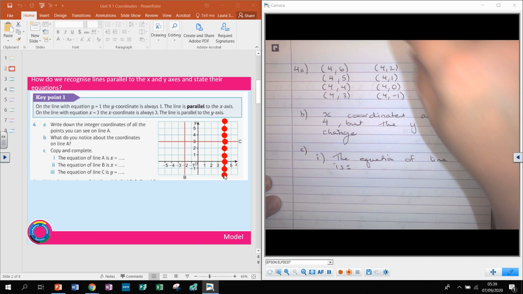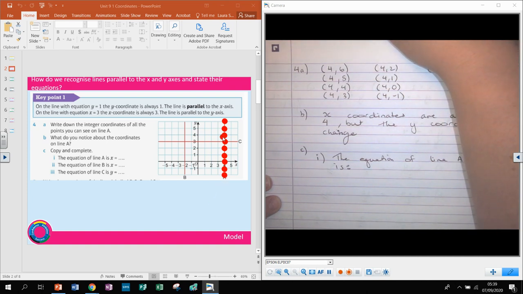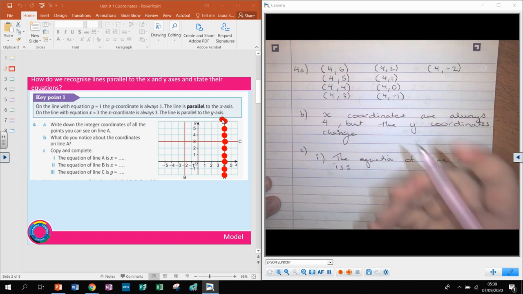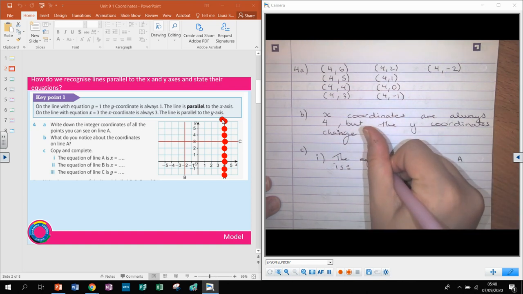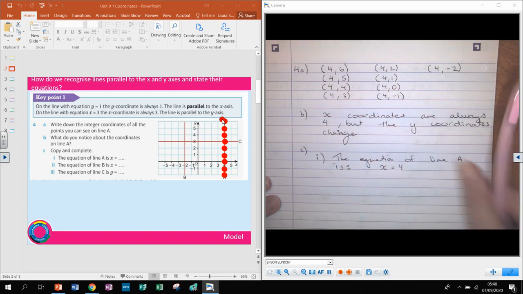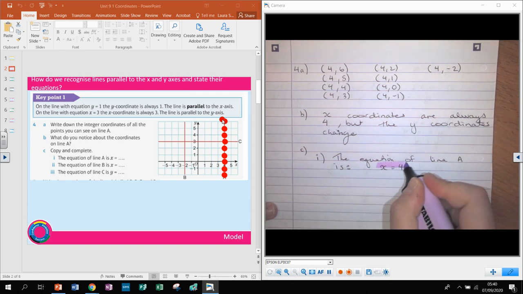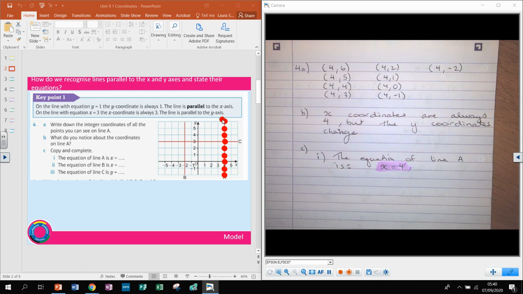right, so if we're looking at A, what's consistent? Well, the y could change all the way to infinity positive and all the way to infinity negative. So that's not going to tell me the equation, but what doesn't change is the x value. So we have to state what the x value always is, which is x is equal to 4. And that is actually our equation. X equals 4. Okay, and that's the answer to that one.